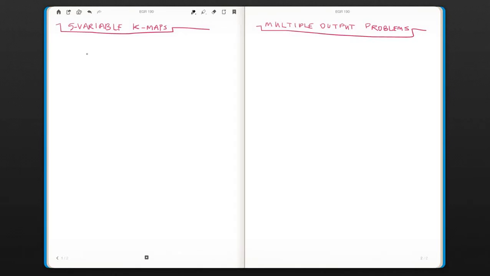In the K-maps, I will talk about two different approaches to two different problems. One is the 5-variable K-maps and one is the multiple output problems. For 5-variable K-maps, think that you have 5 inputs, A, B, C, D, E. In this case, you have a total of 32 squares that you need to put in a K-map. Of course we cannot make it that big, so it's going to be difficult. So the approach is to make two 4 by 4 matrices.